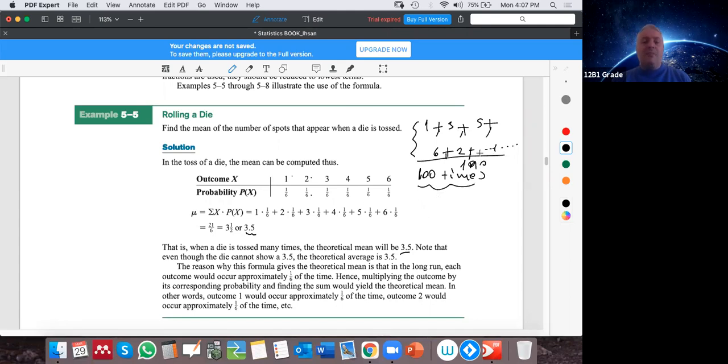100 trial results. But now, after creating the table, I can say that the expected value, or mu, is 3.5. So if you try it 100 times, another 100 times, another 100 times, most probably the results will be around this point, around 3.5.